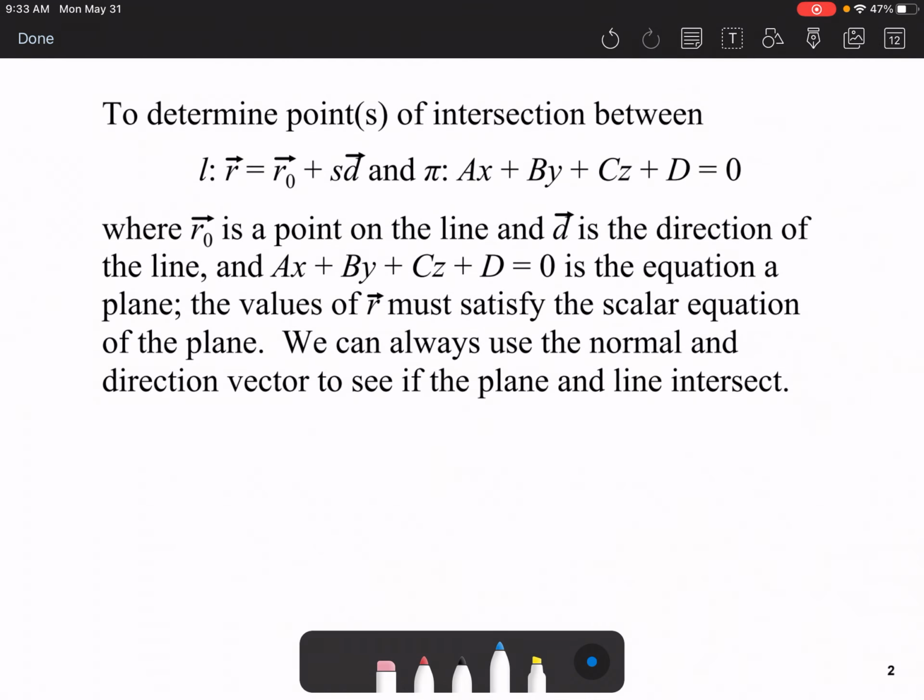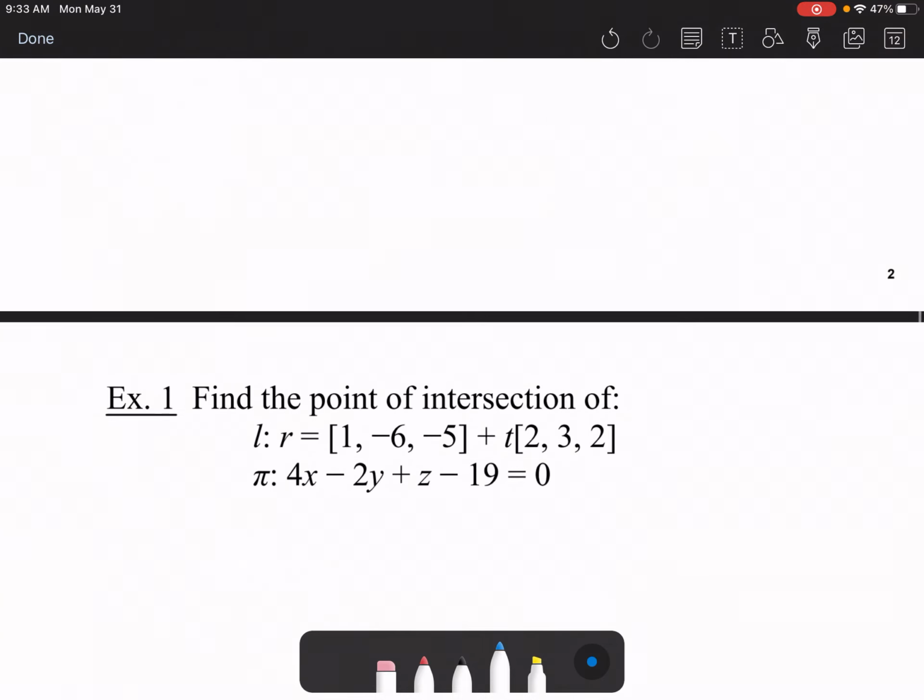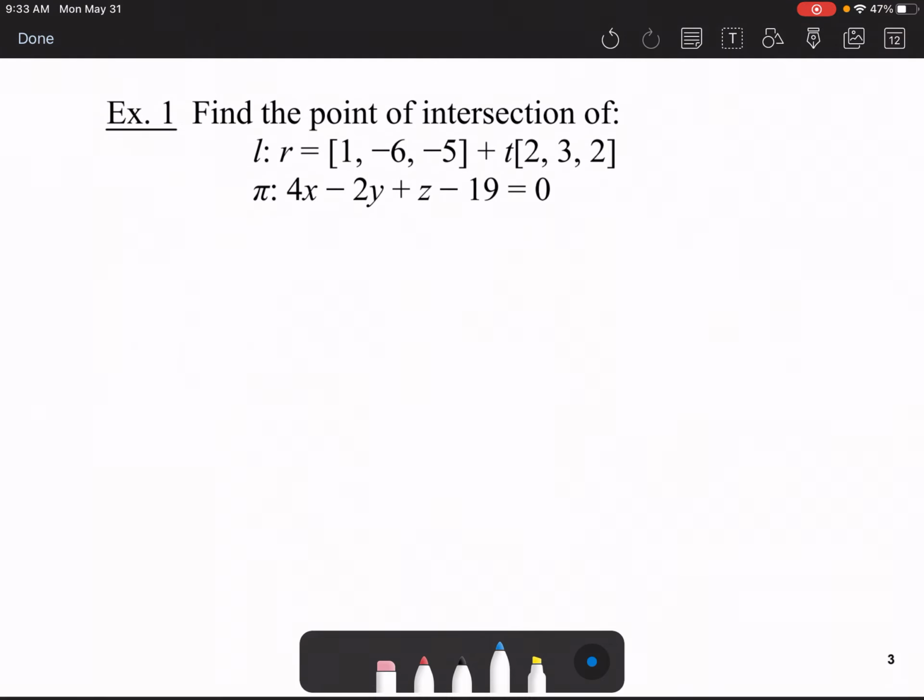Okay, so again, to determine the points of intersection, what you want is your line in vector or parametric form. You want your plane in scalar form, and then you're going to substitute the values inside. Now you can always use the normal and the directional vector to see if the plane and line intersect, but it's not really necessary to go through. You're going to find this solution out anyways when you do this complete substitution. Okay, so let's try it.